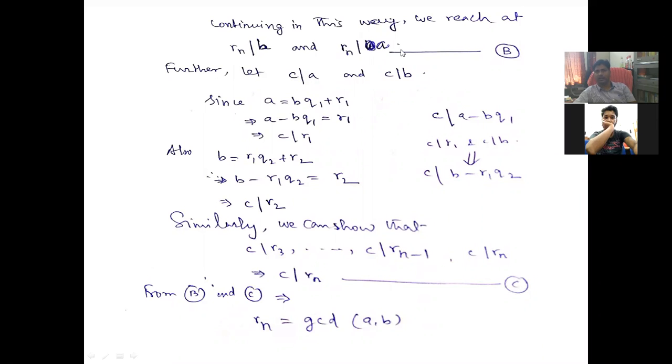Rn divides A and Rn divides B. And if some C divides A and C divides B, then C must divide Rn. So by the definition of greatest common divisor, Rn is the GCD of A and B. Here we used the definition. Remember this; in the example you will see how Rn is the GCD.